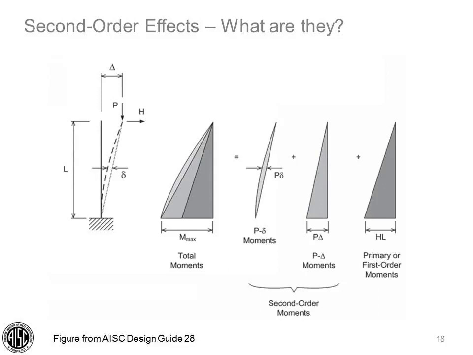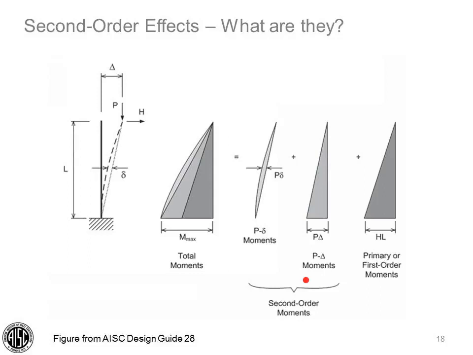Now let's look at both P big delta and P little delta together. We'll look at a simple cantilevered column with vertical and lateral loads applied at the top of the column and investigate the resulting moment diagram. The triangular moment diagram at the far right represents the first order moment, the lateral load H times the column height L. The next moment diagram to the left, the smaller triangle, represents the P big delta portion of the second order effects, the vertical load P times the column displacement delta.